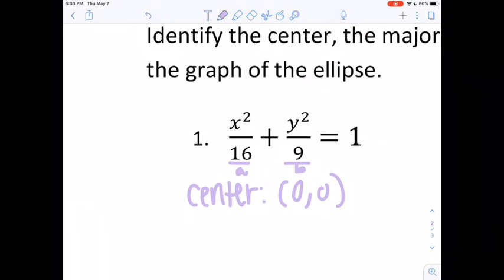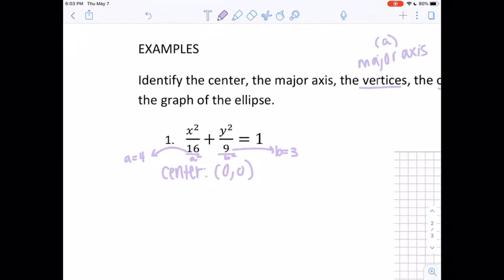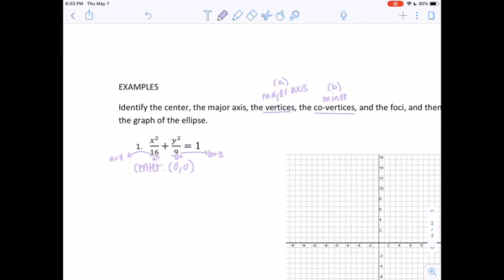Okay, well this is actually saying this is A squared and this is B squared. So I need to figure out A. So I'm going to take the square root of 16, so A is 4. And I need to figure out B. And I'm going to take the square root of 9, and that's going to tell me that B is equal to 3. Okay, so I am actually going to be able to graph with this information, and I'm going to do that before I find the rest of the information I was asking you to find.